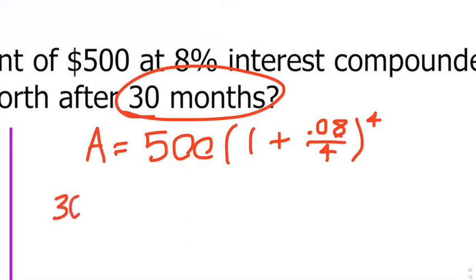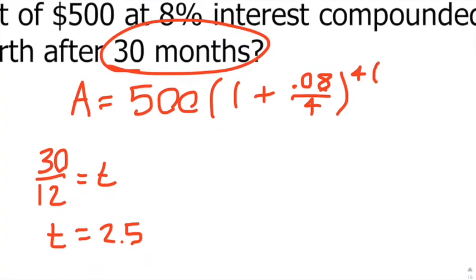So actually, to figure out how many years that is, we're going to do 30 divided by 12. So 30 months divided by 12 months in a year, and that comes out to about 2.5. So 2.5 years. So we'll go and plug that in here, 2.5.